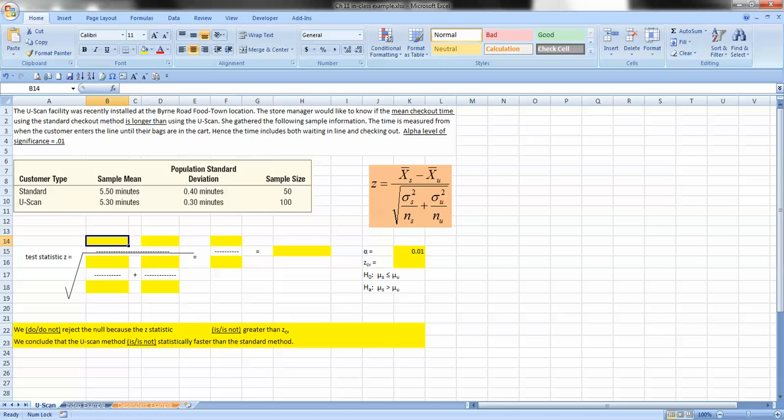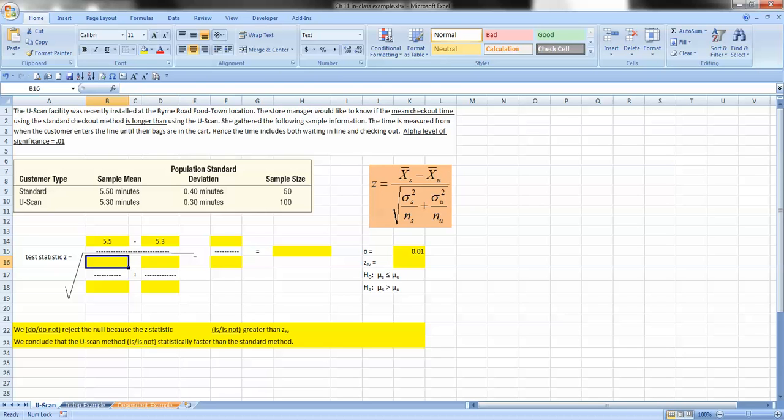Let's start filling in some information that we have. Looking at our formula over here, we have the x bar sub s, so we want to get the mean of the standard method, which is over here, 5.5, and we're going to subtract it from the mean of the UScan method, which is 5.3. And here, inside of the square root symbol, we have the variance of the standard method divided by the n, or the sample size of the standard method, plus the variance of the UScan method divided by the sample size of the UScan method.